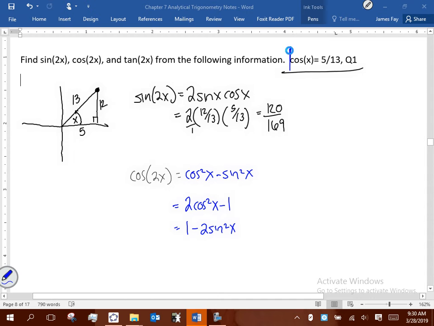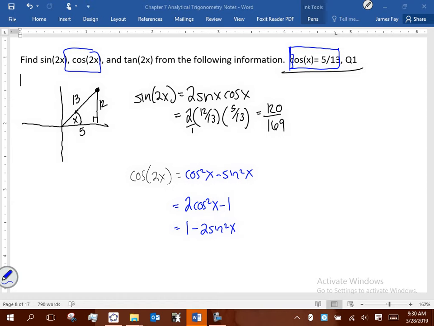But based on the initial information, if the only task here was to ask what cosine 2x was, so maybe on a test or quiz, I don't ask sine 2x, I don't ask tangent 2x, I just ask cosine 2x. And I tell you cosine x is 5/13. Which one of those blue formulas would you want to use?